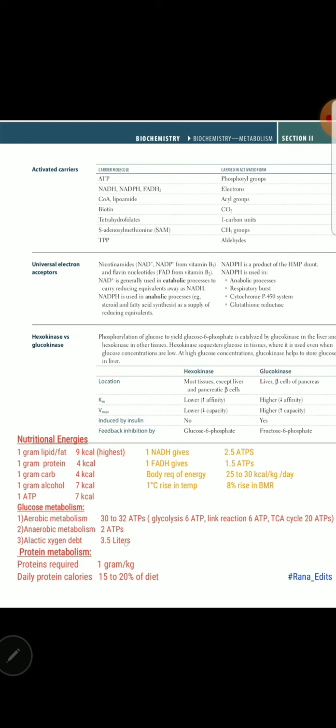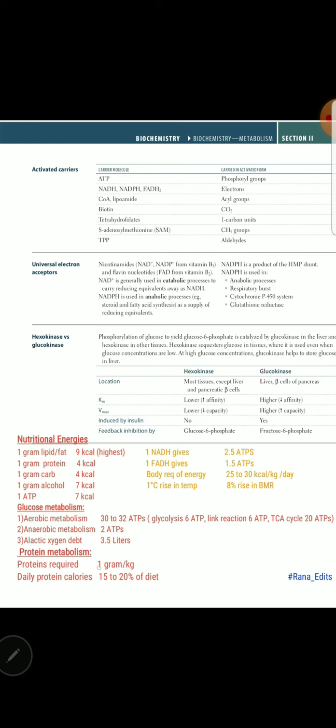And alactic oxygen debt would be added later. It is 3.5 liters. You just have to remember it. It is under the curve, certain liters of oxygen required for alactic oxygen debt to compensate it. This is 3.5 liters. So 30 to 32 aerobic, 2 ATP anaerobic, and 3.5 liters is oxygen debt for alactic oxygen debt.